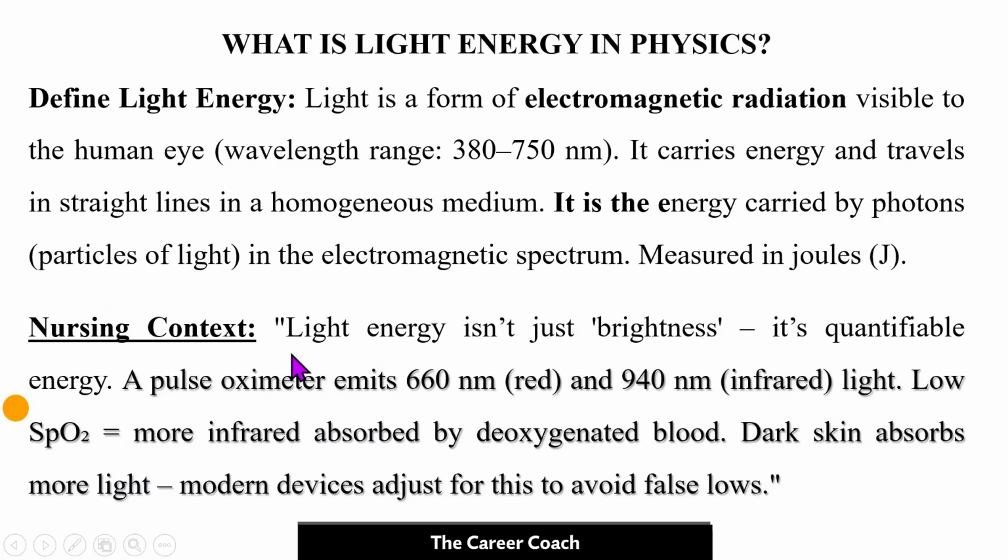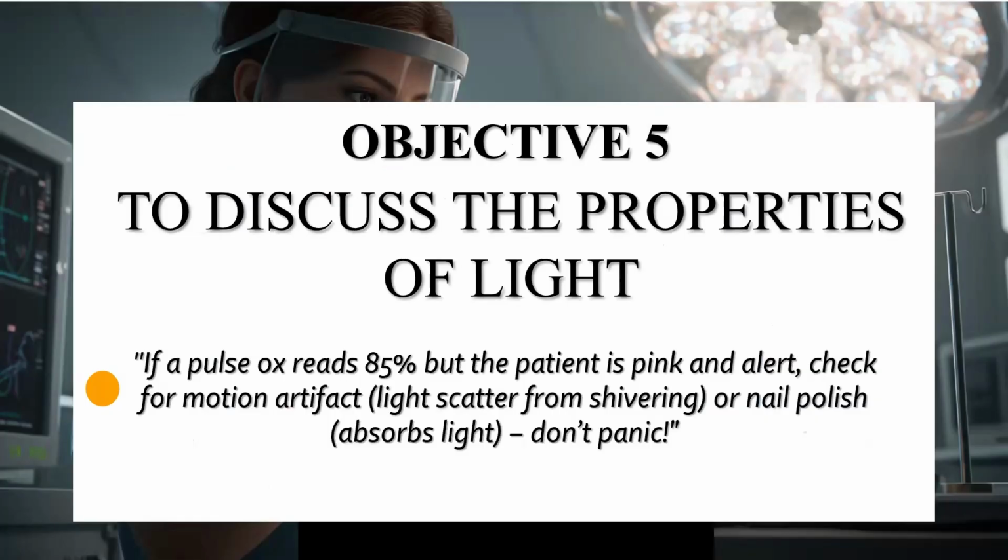In nursing context, light energy isn't just brightness, it's quantifiable energy. A pulse oximeter emits 660 nanometer red light and 940 nanometer infrared light. Low SpO2 is equal to more infrared absorbed by the deoxygenated blood. Dark skin absorbs more light. Modern devices adjust for this to avoid false lows. So this is the working principle of your SpO2 pulse oximeter machine.